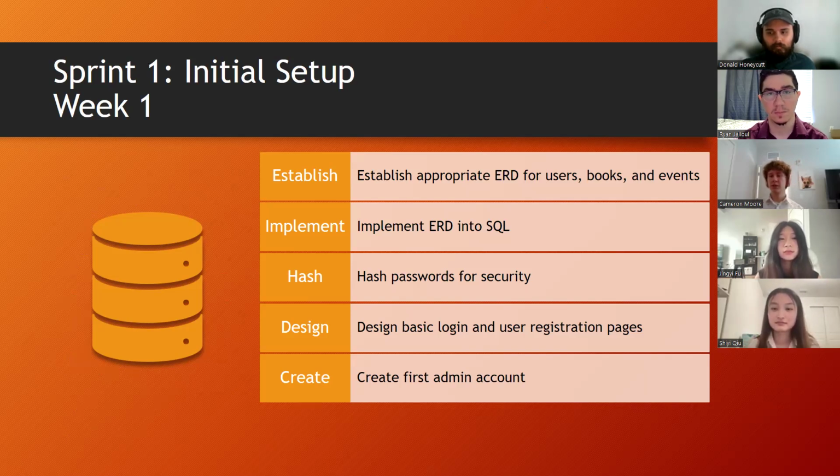For our sprint 1, which is our first week, we're going to be doing the initial setup of the project. That's going to include developing an entity relationship diagram, the ERD, that we'll be using for our backend database. We'll be using it for all the users, the books, and events. It will also include implementing that entity relationship diagram into SQL, which is the database system that we're going to be using to store all of this.